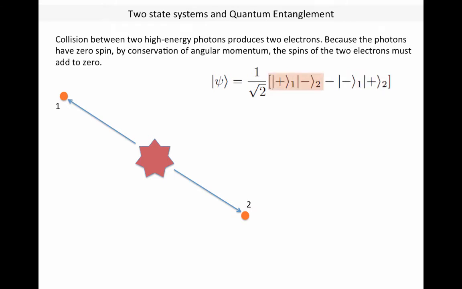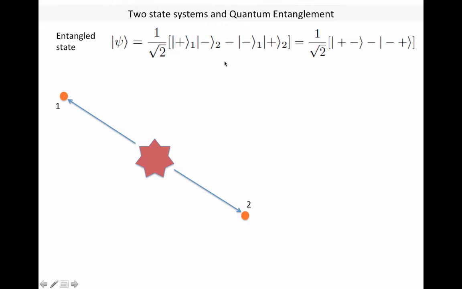Now, the minus sign here comes in because of a property of electrons that we will explore in a couple of weeks' time. So at the moment, just take the minus sign as given. Okay, so this is an example of an entangled state, and we'll talk more about conceptually what an entangled state is in the second lecture.